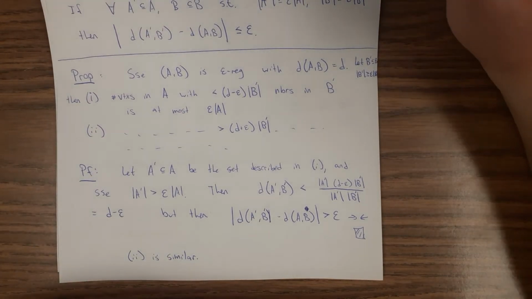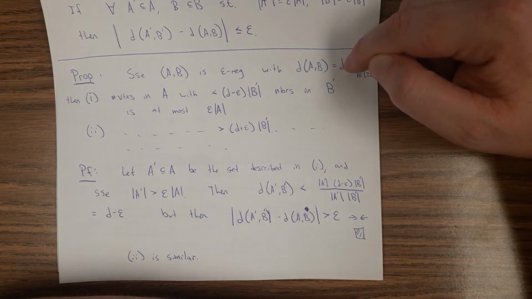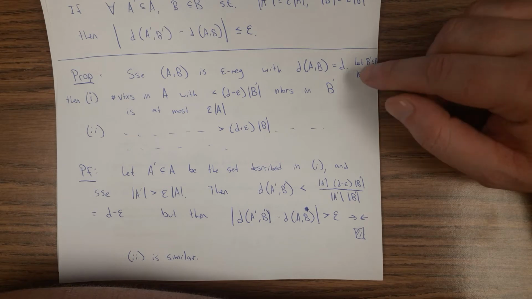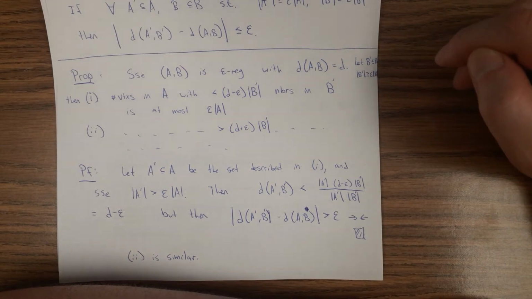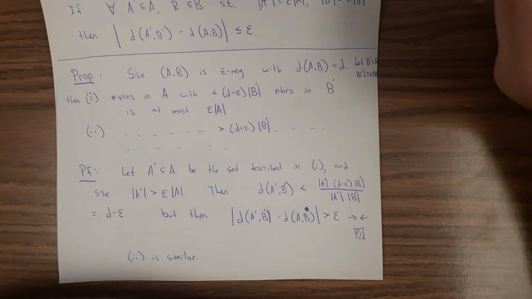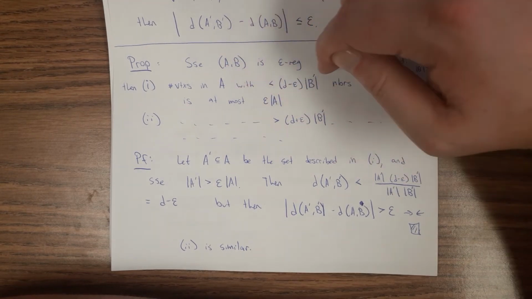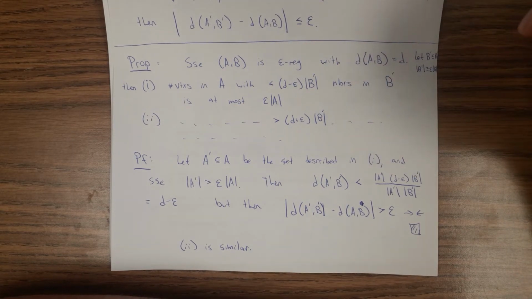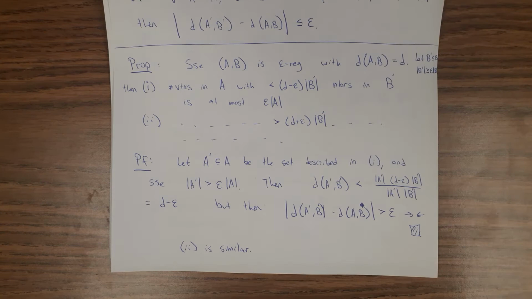So here's a proposition. Suppose AB is an epsilon regular pair with density D, and let B prime be a subset of B that isn't too small, so the size of B prime is at least epsilon times the size of B. Then the conclusion is that the number of vertices in A that have less than this many neighbors in B prime is at most epsilon times the size of A. So what is this really saying?